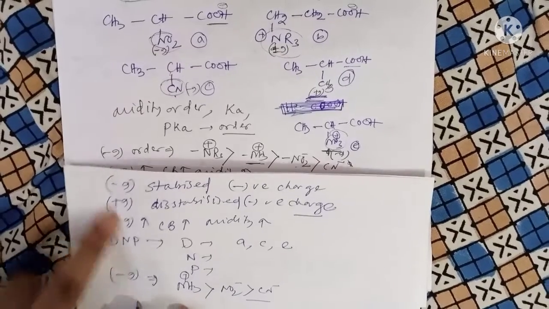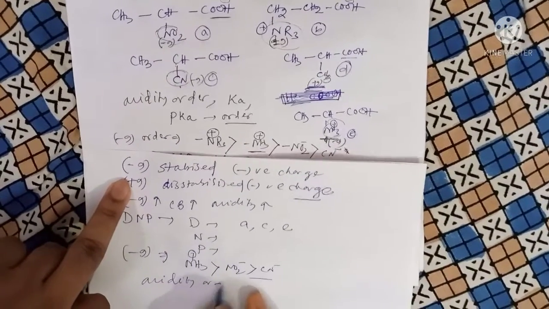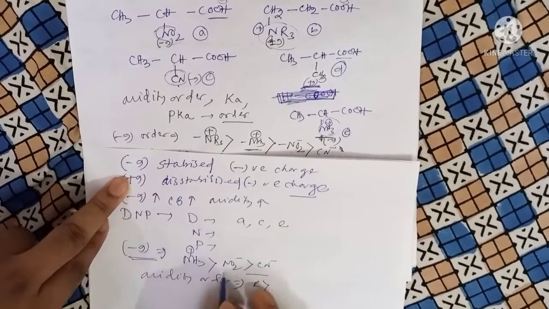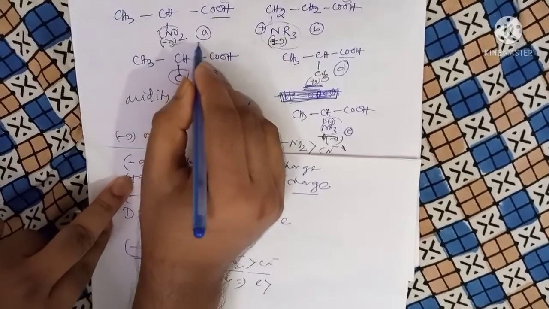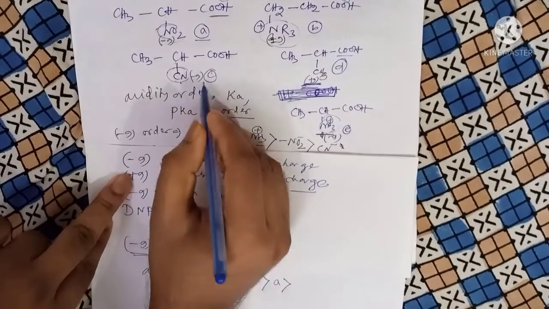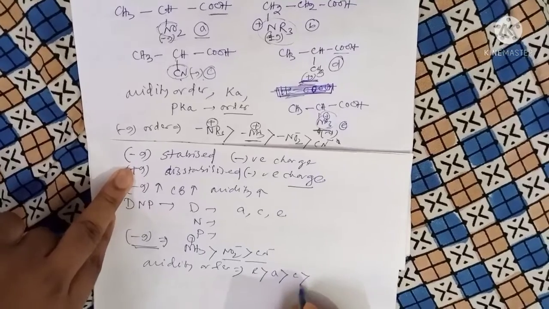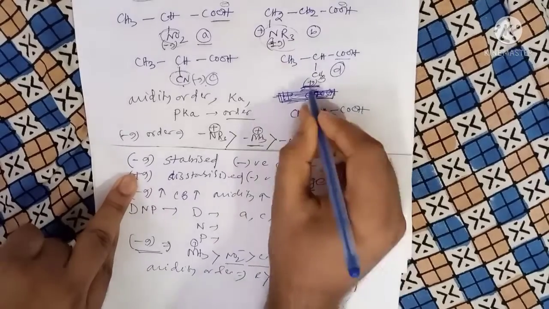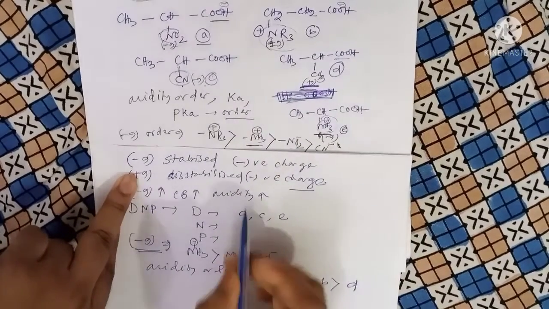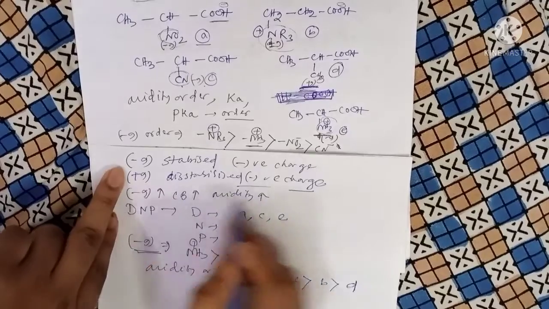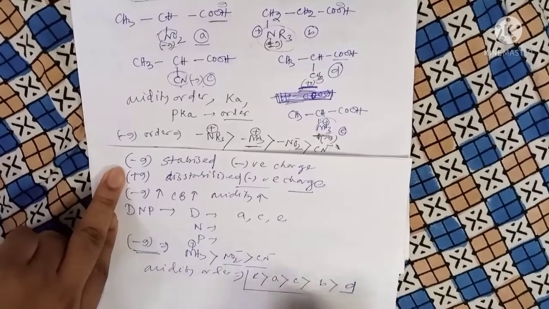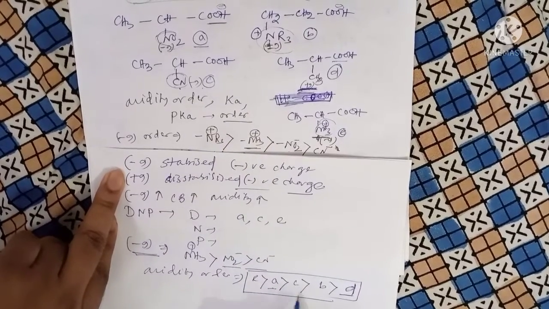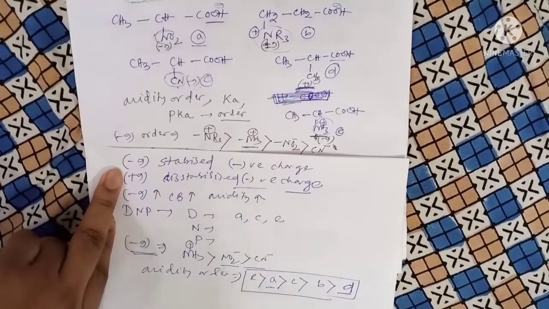So acidity order: E first, as minus I effect increases, acidity increases. Then NO2, meaning A, so A greater than C, which is CN. Then B and then D. D is last because it has a plus I effect, which destabilizes the negative charge of the conjugate base, so this is least acidic. So the acidity order is E greater than A, greater than C, greater than B, greater than D.